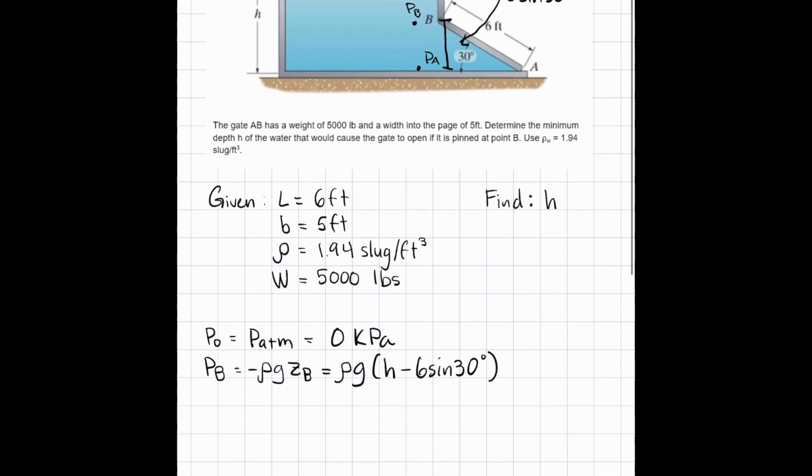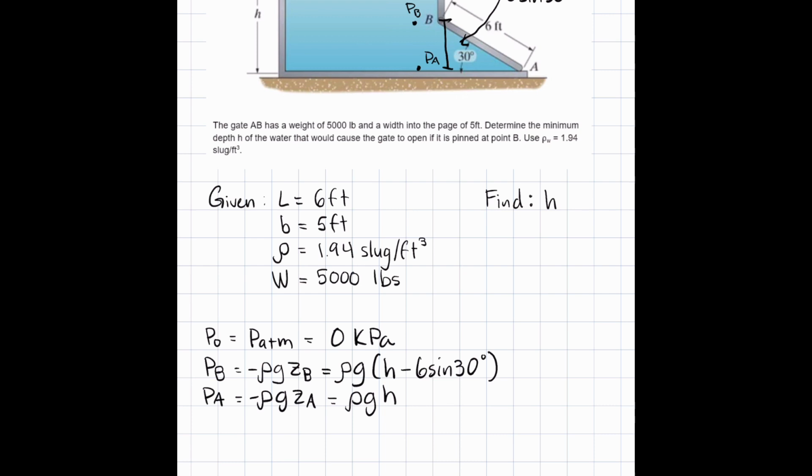Now, as for the pressure at A, again, we're going to do a very similar equation, rho g times Z_A. But this one is overall much more simple because the height at A is just equal to negative h. So we just end up with rho times g times h. So that one is a lot more simple.